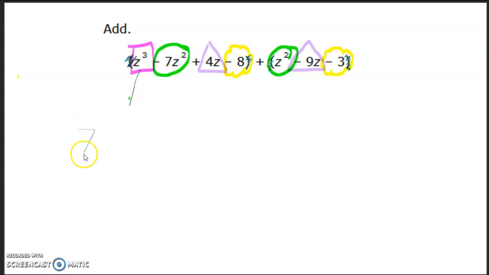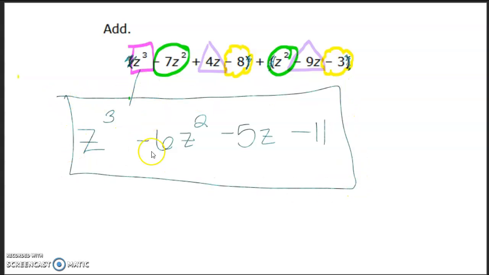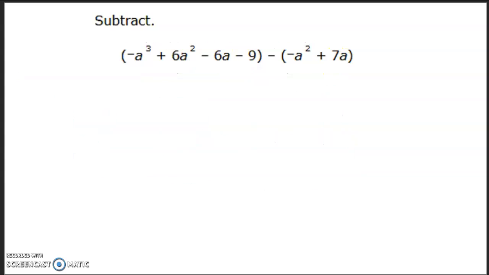So he's by himself. We have z to the third. Now let's do our green ones. -7 plus 1 is -6z to the second. We'll do our triangles. 4 minus 9 is -5, and our variable stays the same because we're adding. And then -8 plus -3 is -11. So this would be your final answer. It is some work. All right, well, we're going to do this one last one.